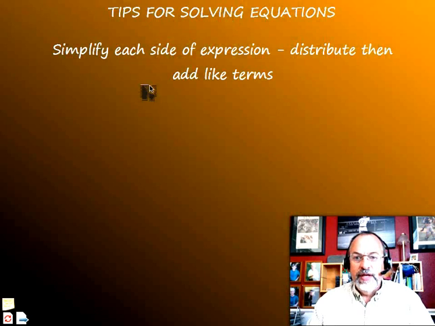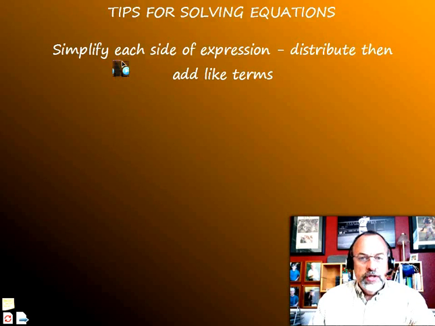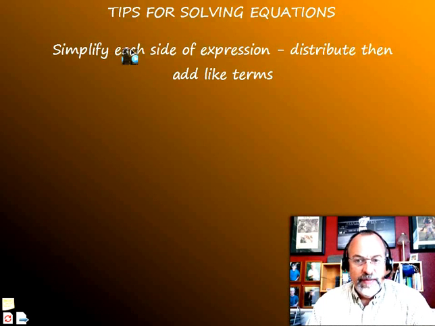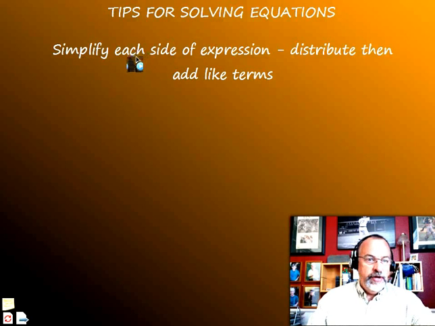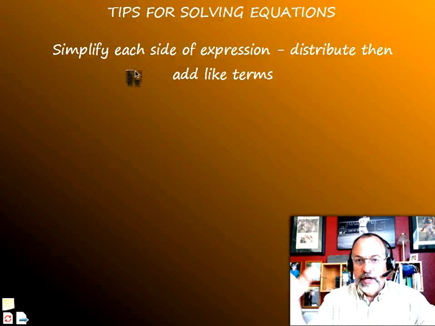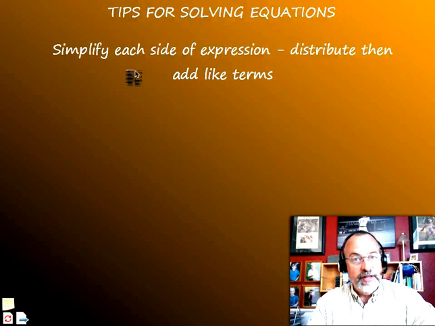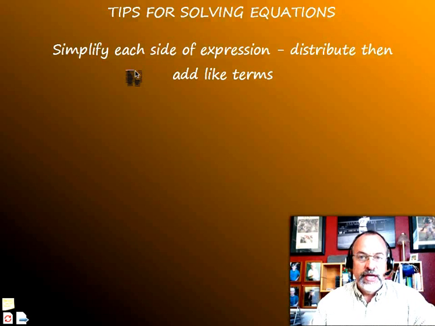Now here's something you need to know. In order to solve an equation, to get very good at it, you need to follow these 4 things that I'm going to give you, and follow them in this order. The first thing that you want to do when you come to an equation is to simplify each side of the expression. Now remember, simplify means what? We add like terms. So you look at one side of the equation and you simplify it. You add all the like terms that you can, and then you look at the other side of the equation and you simplify that side. You add all the like terms that you can.